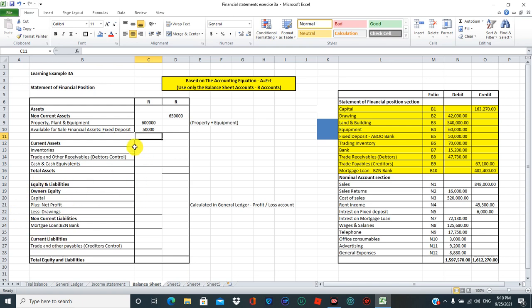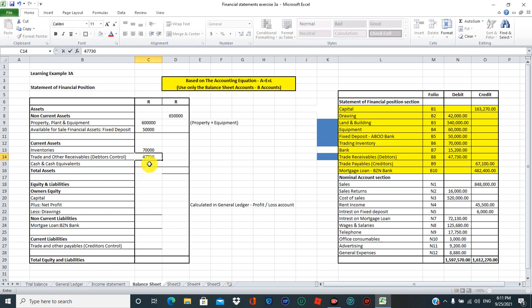All right. Okay, so next we're going to do the current assets. So your current assets is your trading inventory, trade and other receivables, which is your debtors control, and then cash and cash equivalents. So let's go look at trading inventory is 70,000. Let's highlight that baby. Trade and other receivables, that'll be your debtors. That's 47,730.